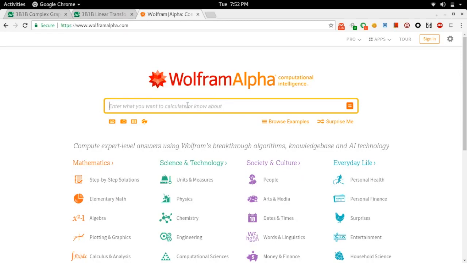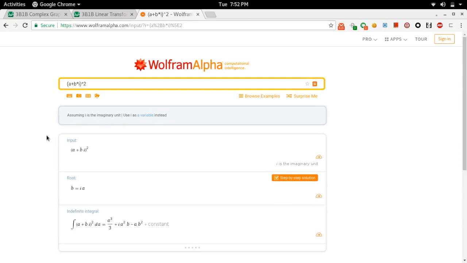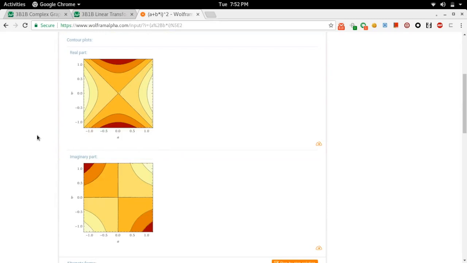I'm going to graph (a + bi) squared, so a plus b times i. This will be your input, and whatever you want your function to be, so this is just squared. You're going to go ahead and hit enter on Wolfram Alpha. Okay, and it'll generate a lot of stuff for you because Wolfram Alpha is pretty great.